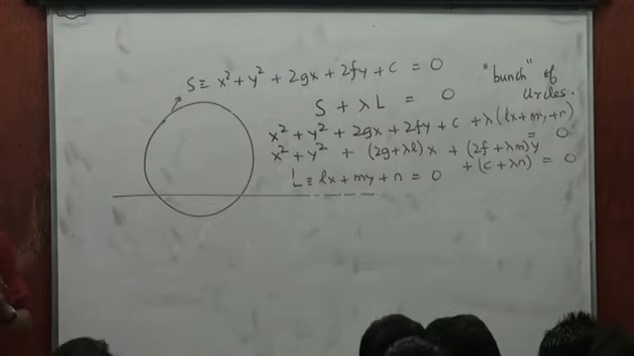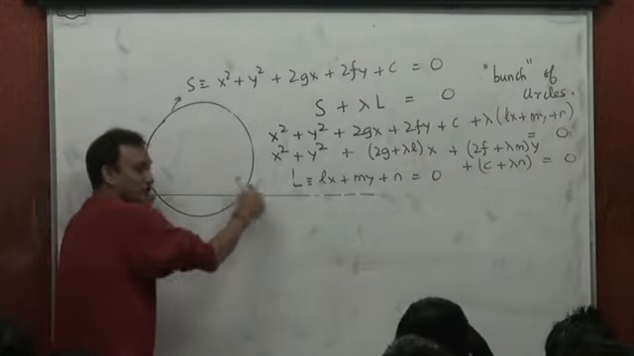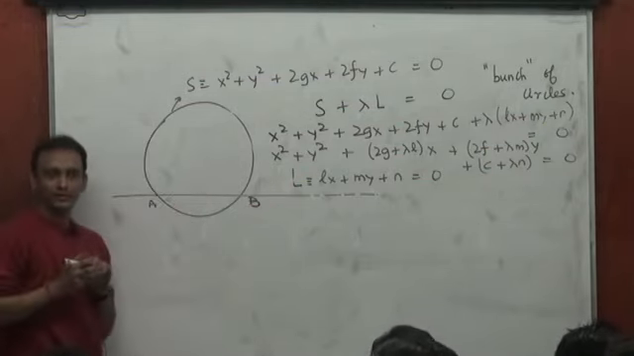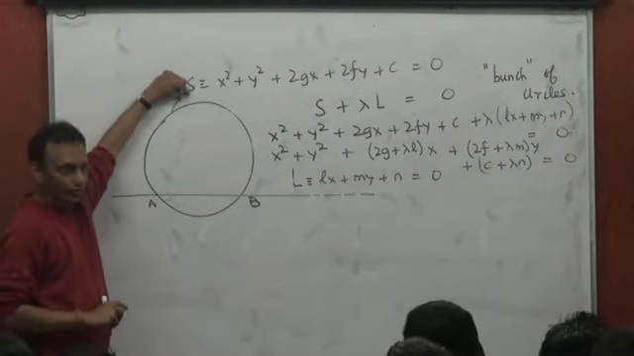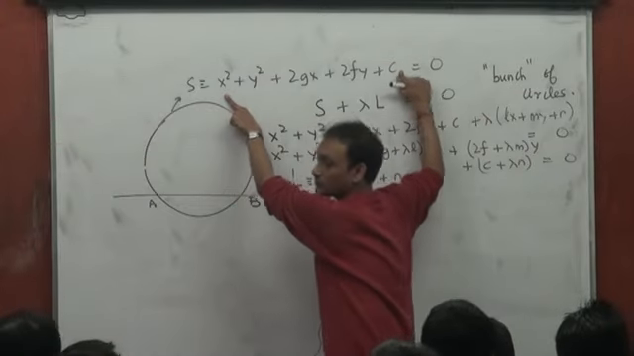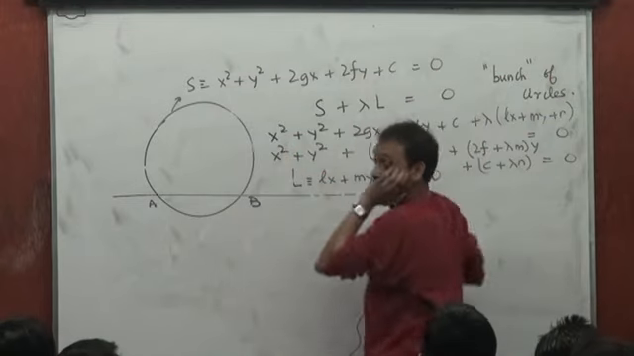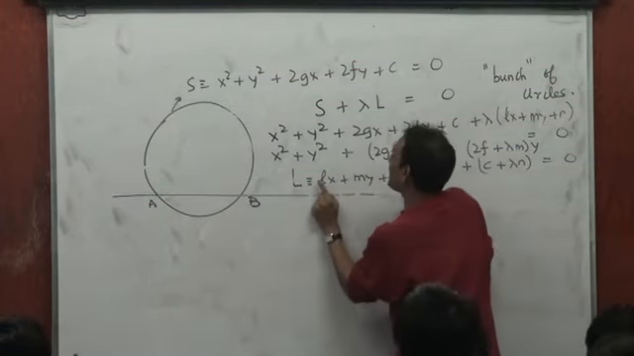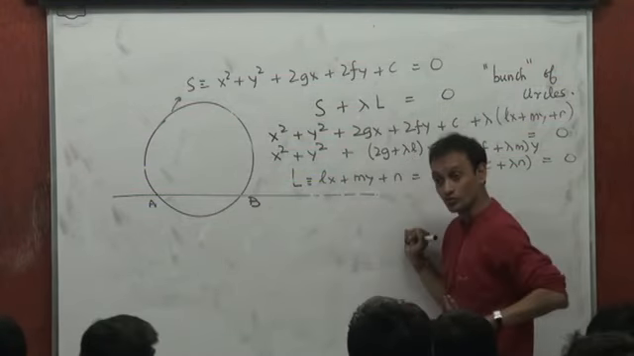So S plus lambda L equal to 0 represents a bunch of circles. You are assimilating everything, right? Now, in general, a fixed circle will intersect a fixed straight line at two fixed points A and B. A lies on S equal to 0, so the coordinates of A will cause the expression S to become 0. A also lies on this fixed straight line, so if you plug in the coordinates of A in the expression L, then L will become 0.